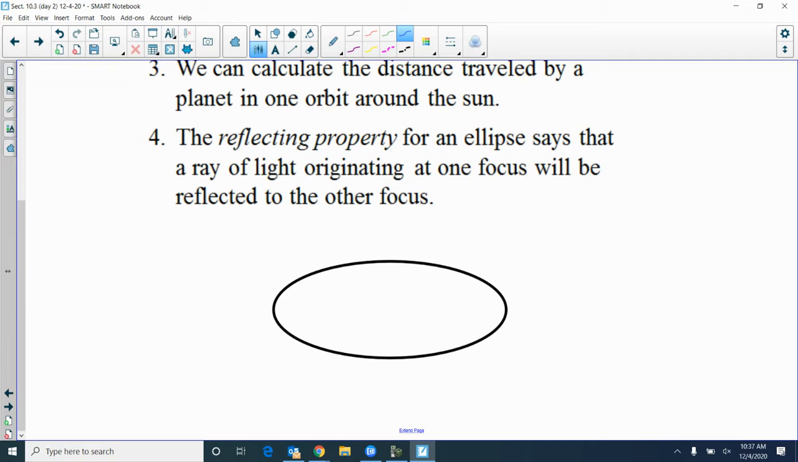And now there's a reflecting property. Here's how this reflecting property works. Here are your foci. Any wave that goes from one focus will bounce to the other one automatically. So if it's a radio wave or a light wave, it doesn't matter. It will always bounce to the other focus.